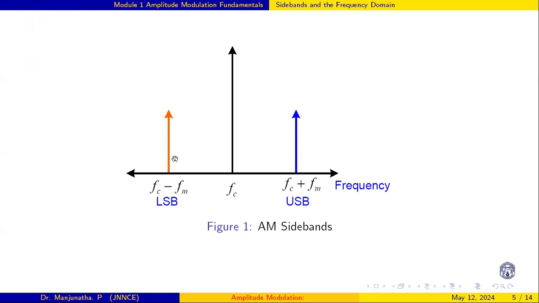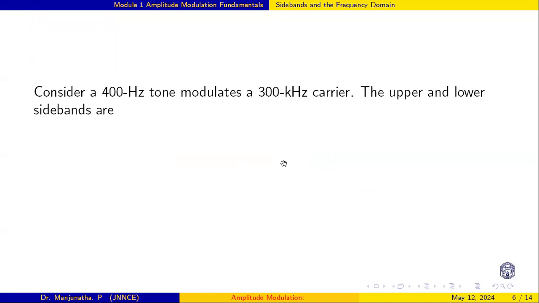When we draw this, fc is the carrier, and fm is the message signal. The spectrum for a single frequency has fc plus fm, and similarly fc minus fm. This will be the total bandwidth occupied by the message signal.